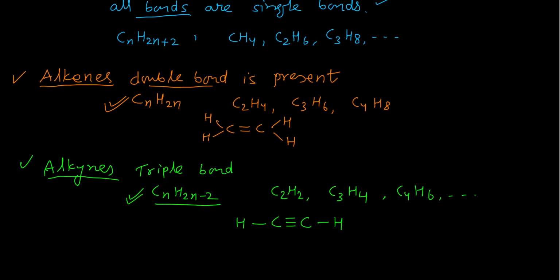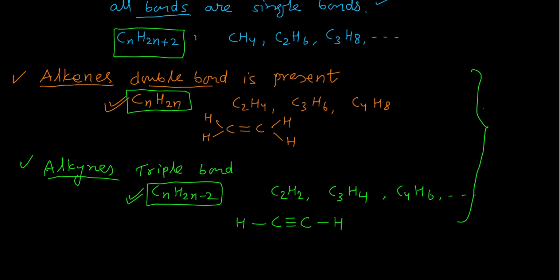So the general formula CnH2n-2 is for alkynes, CnH2n is for alkenes, and CnH2n+2 is for alkanes. These two categories of compounds, alkenes and alkynes, are also known as unsaturated hydrocarbons. Because a double or triple bond is present, these compounds are quite a bit more reactive compared to alkanes, and they give addition reactions easily. That's why these are called unsaturated hydrocarbons.